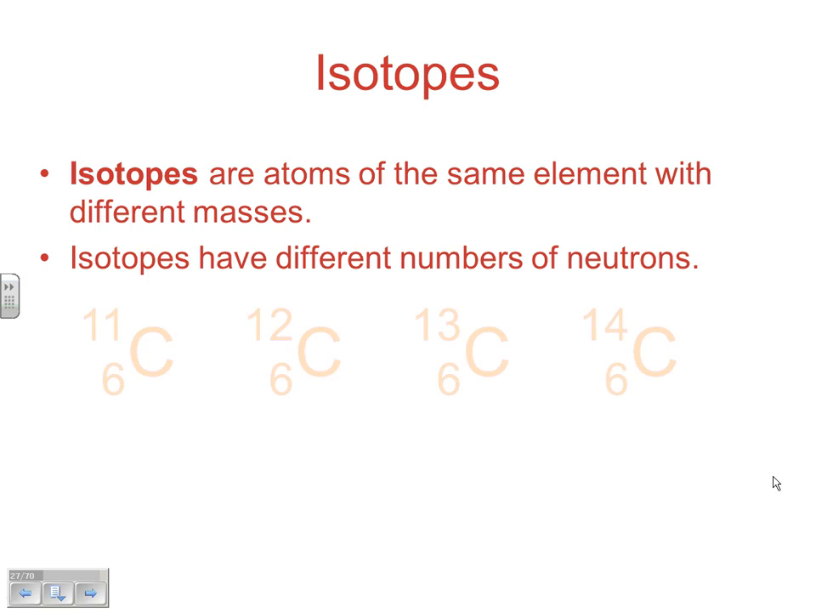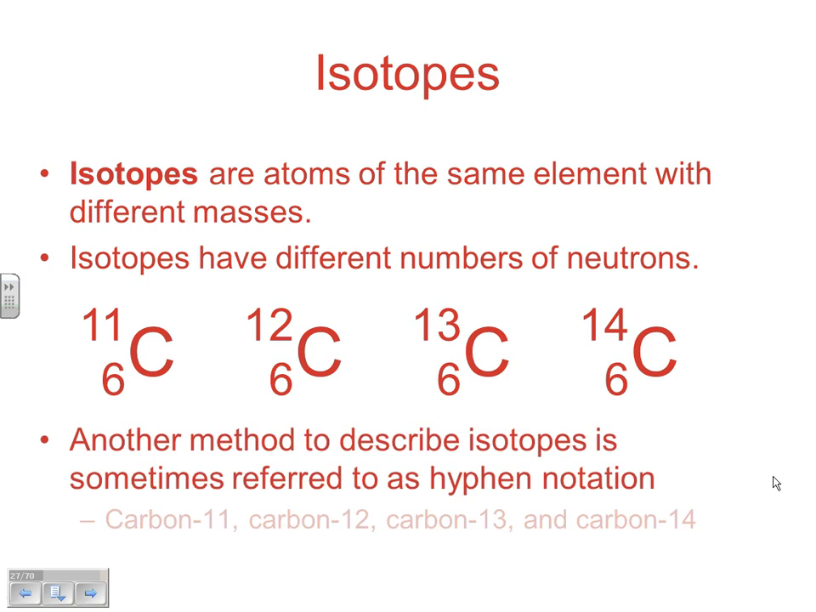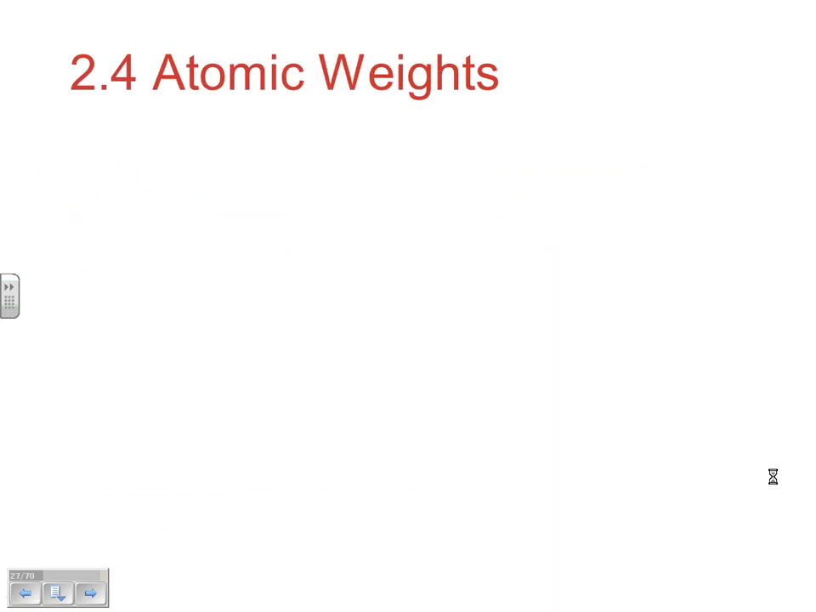Isotopes are atoms of the same element with different masses, and they have different masses because they have different numbers of neutrons. All of these are forms of carbon that can exist. Now, they're not all stable, but they all are forms of carbon that can exist. Notice they all have the same atomic number, but different mass numbers, and that's because they have different numbers of neutrons. Another method to describe a specific isotope, besides the symbol notation you see here, is what is commonly referred to as hyphen notation: the substance, then a hyphen, then the mass number. So carbon-11, 12, 13, and 14.